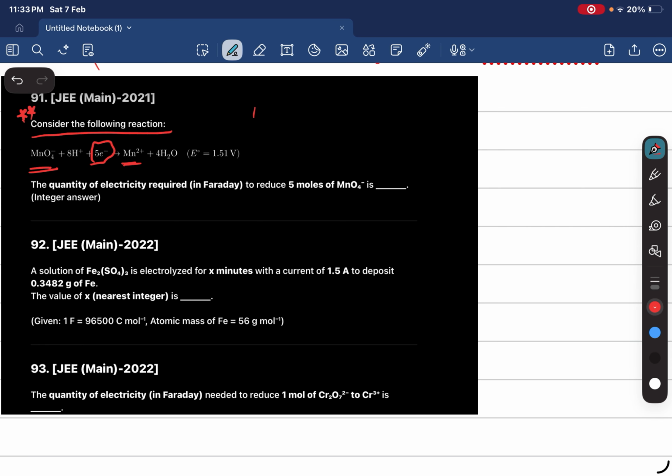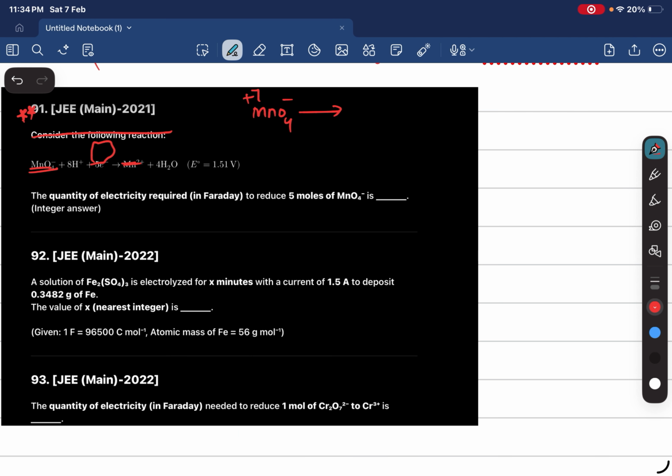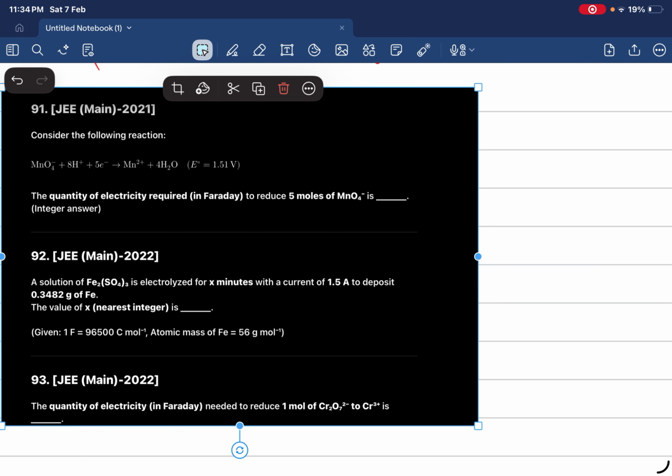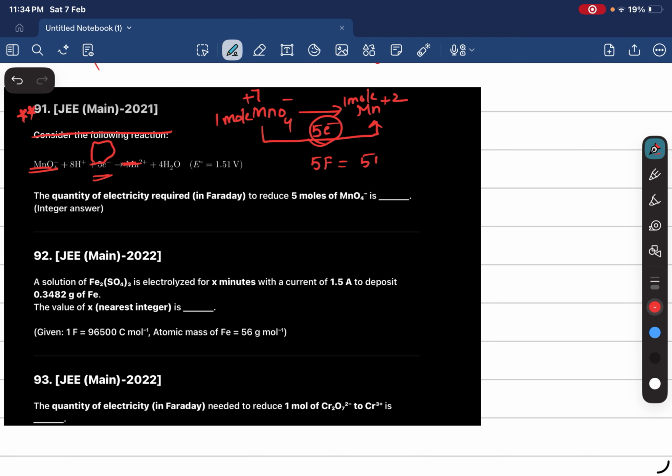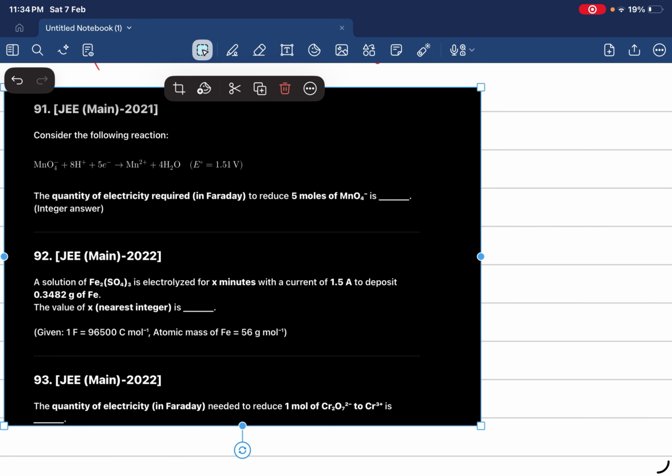5 electrons. So in MnO4 minus, the oxidation state of Mn is plus 7, converted into Mn plus 2. So here the difference is 7 minus 2, which is 5 electrons. That's what they have written here itself. So to deposit 1 mole of Mn plus 2 from 1 mole of MnO4 minus, 5 Faraday or 5 moles of electrons are required. So 5 Faraday can deposit 1 mole of Mn plus 2 from 1 mole of MnO4 minus.